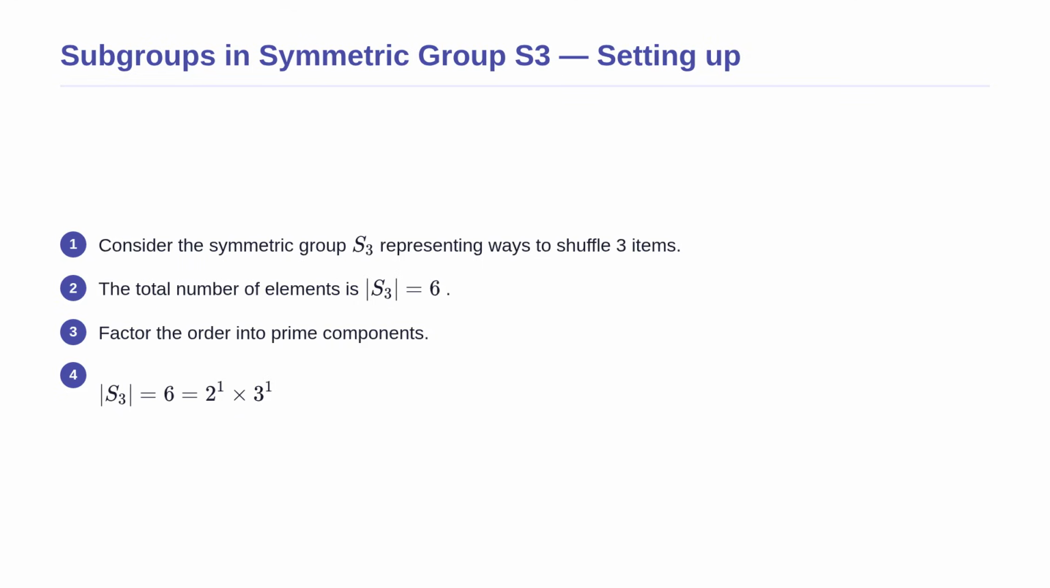We choose our factorization approach again to find the target sizes first. The total number of ways to shuffle 3 items is 6. So the order of our group is 6. We factor 6 into its prime components, which are 2 and 3, both raised to the power of 1. This tells us exactly what sizes of subgroups we need to hunt for inside the shuffling operations.